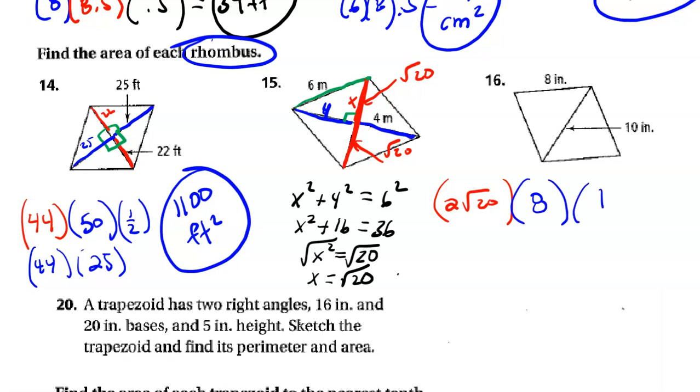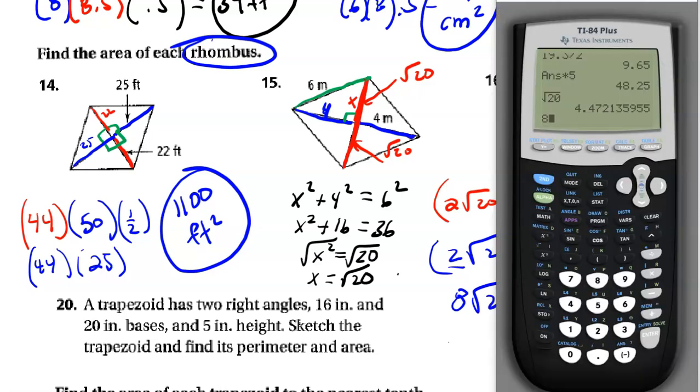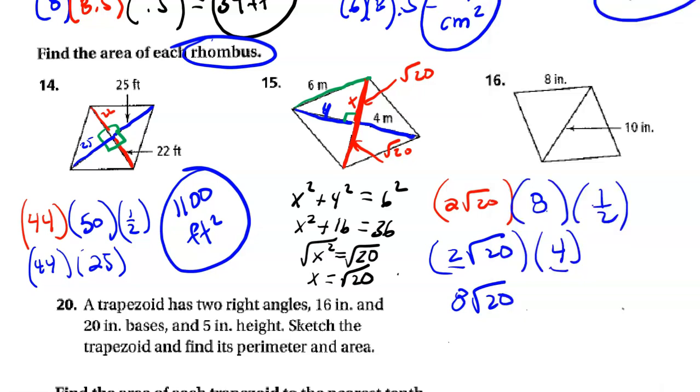Then I need to multiply it by a half, because that's what the formula says. Half of 8 is 4. And then 4 times 2 radical 20. Well, you can only multiply numbers with other numbers, not with a radical. So this is going to be 8 radical 20. So if I needed a decimal, 8 times radical 20 is about 35.8.